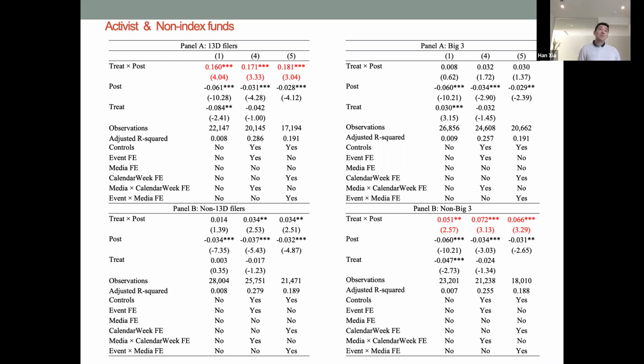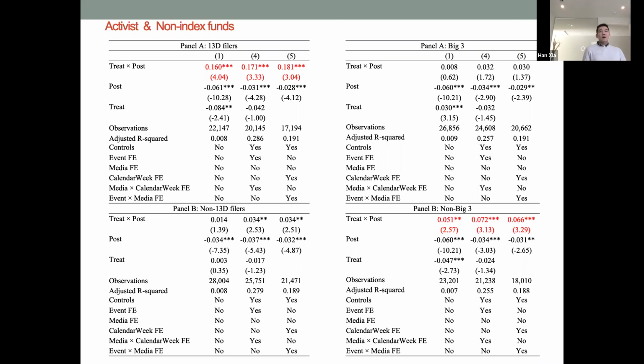We're looking at whether the cross-holding institution is one of the big three funds that own the majority of the US index funds. So they include State Street, BlackRock, and Vanguard. Now we see again that our results are mostly coming from the ones that are not passive, the non-index funds, non-big three, at the bottom of the right column.